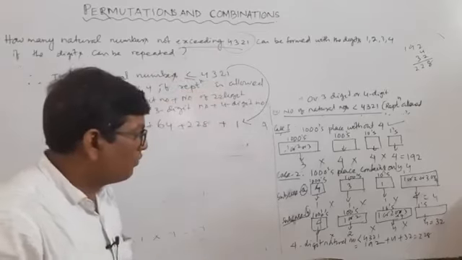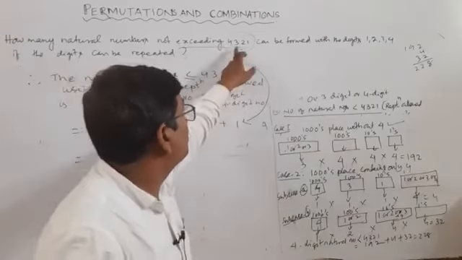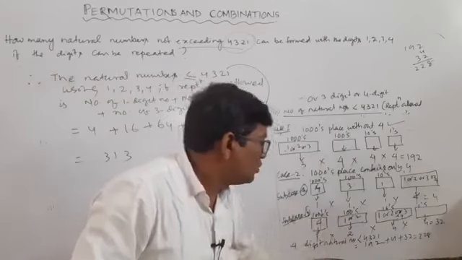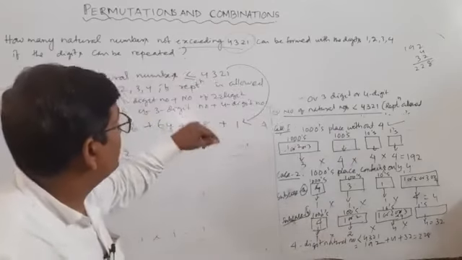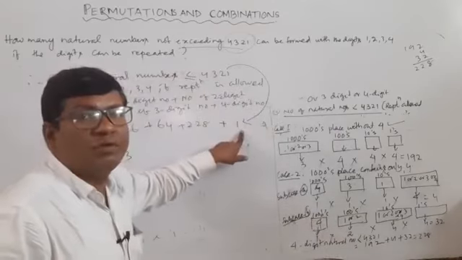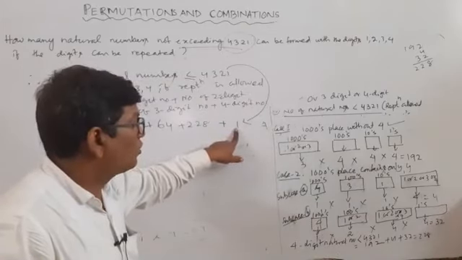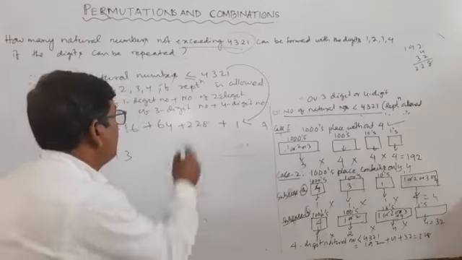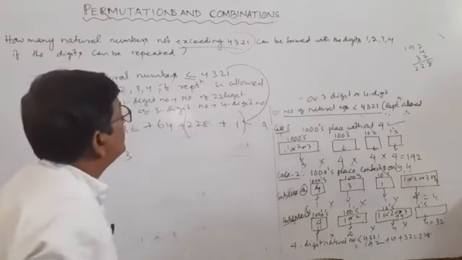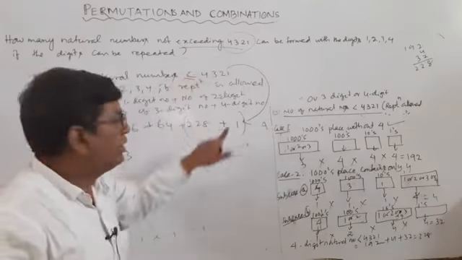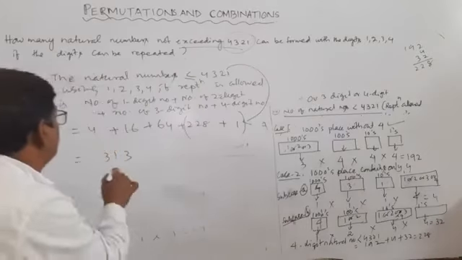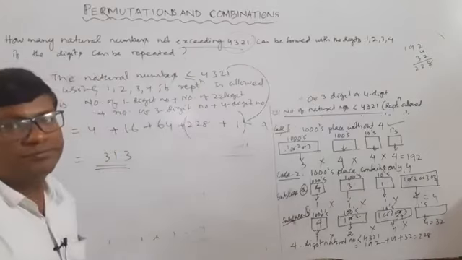The natural numbers not exceeding 4321 means less than or equal to 4321. So the number of 4 digit numbers less than 4321 is 228, and equal to means 1 here, plus 1 here. So that is 228 plus 1, the 4 digit numbers less than or equal to 4321. Adding this we will get 313.